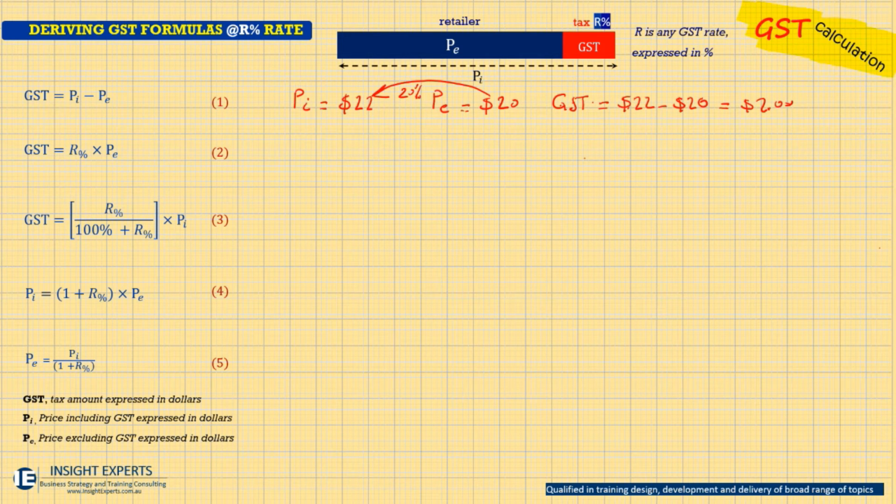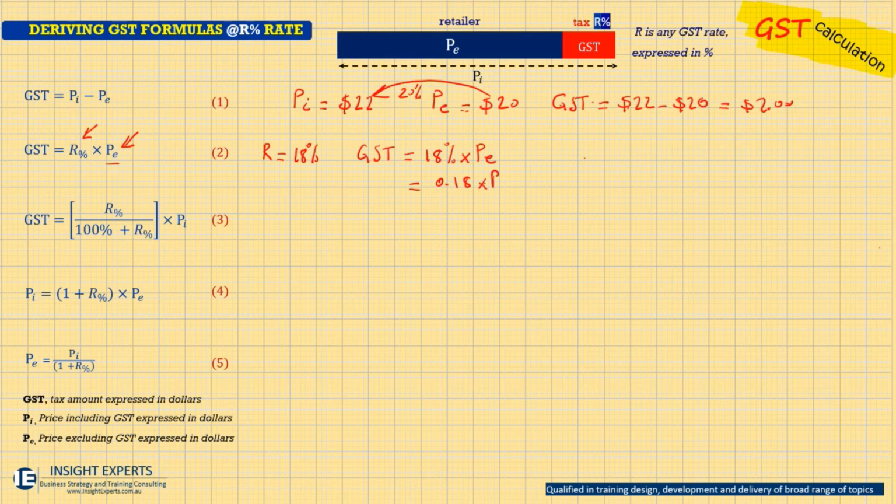Now, moving on to equation number 2, it states that the actual GST amount can be calculated by simply multiplying the price before tax, or the retail recommended price, by the GST rate, any GST rate. So let's say, for example, my GST rate is 18%. If that's the case, GST amount can be calculated using formula number 2 by multiplying 18% by the price before tax.